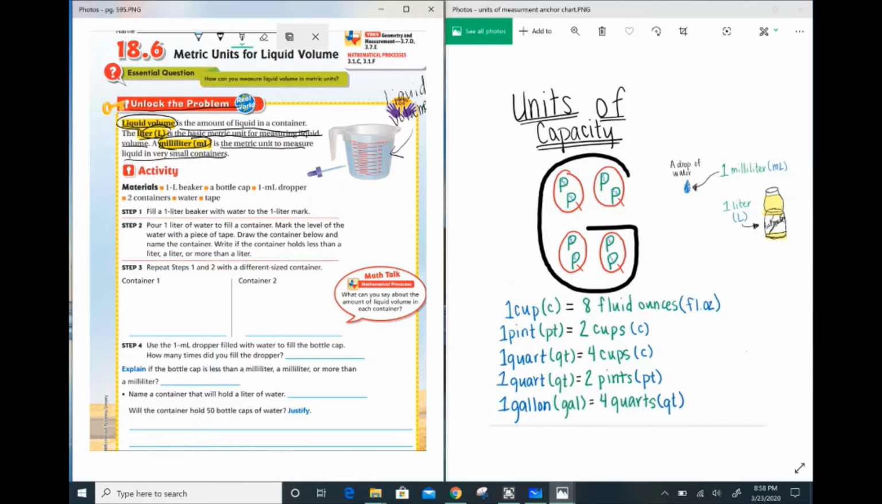Now, I'm going to go over this activity and we're going to answer a couple of questions. It says fill a 1 liter beaker with water. Done. I got 2 containers and I already filled them up with 1 liter of water. I also marked the level of the water in the containers with tape.